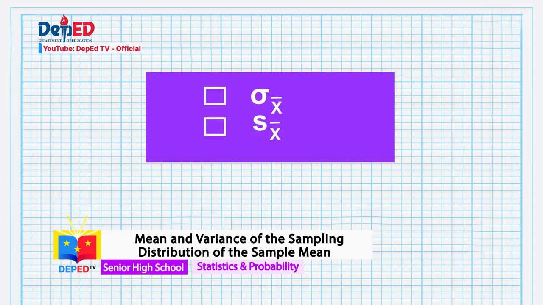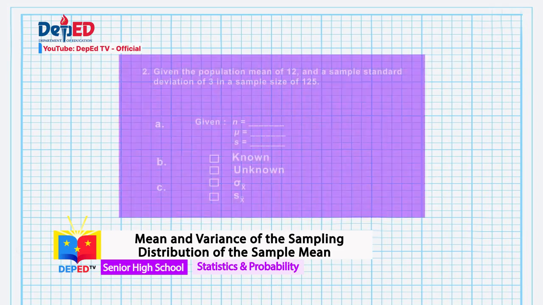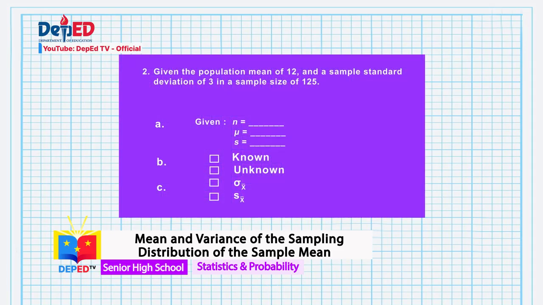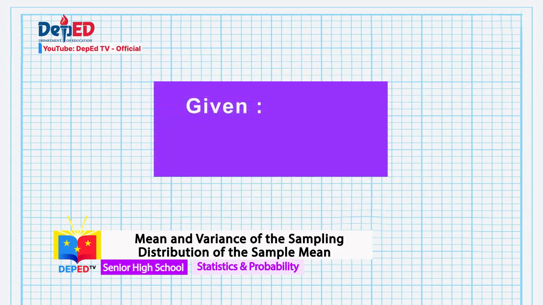Since the population variance can be calculated, if you tick on the first box, then your answer is correct. Second item, given the population mean of 12 and a sample standard deviation of 3 in a sample size of 125. We are given the sample size of 125, population mean of 12, and sample standard deviation of 3. If these are your answers, then you got it right.